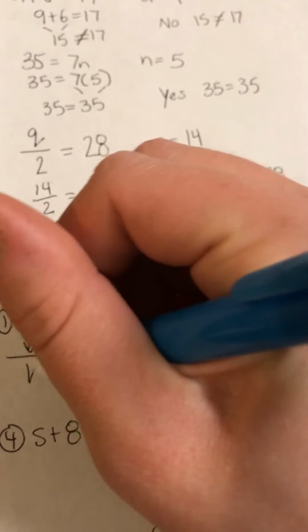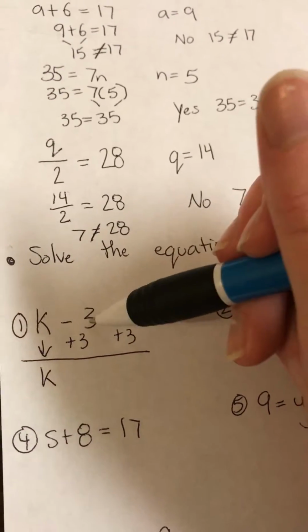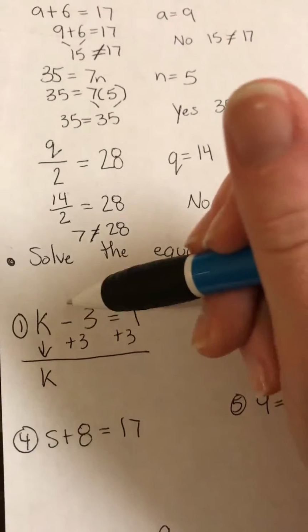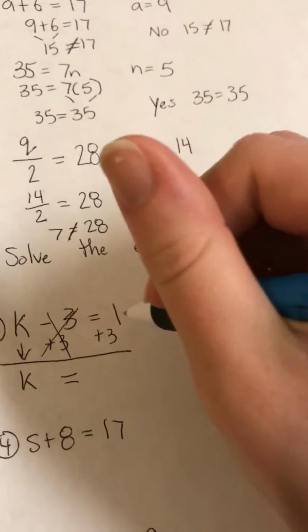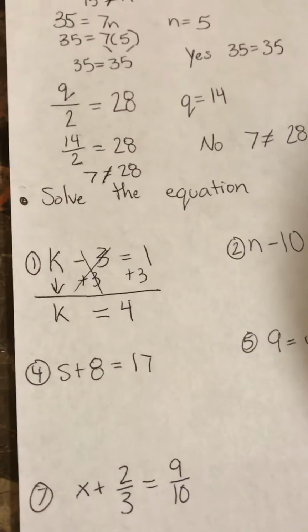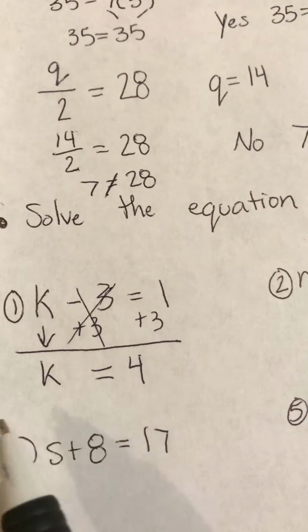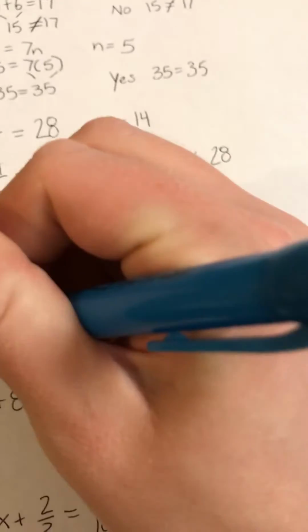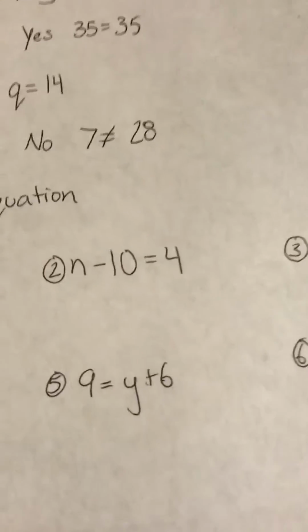Bring your k on down. So we have a negative 3 and a plus 3, okay? These two are going to cancel each other out, all right? Equals 1 plus 3. 1 plus 3 equals 4. Bam, guys, that easy. k equals 4, okay? k equals 4. We're done there. Let's go ahead and put a square around our answer so we know we're done. Move on to number 2.